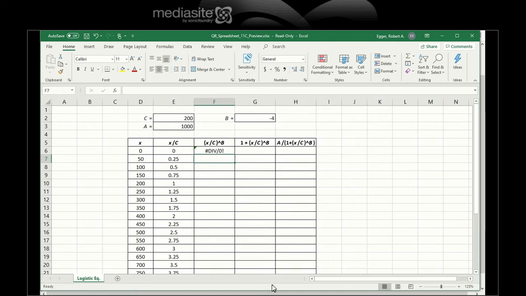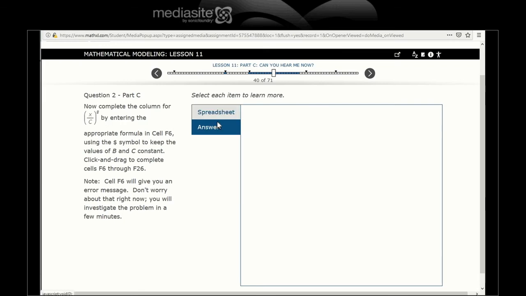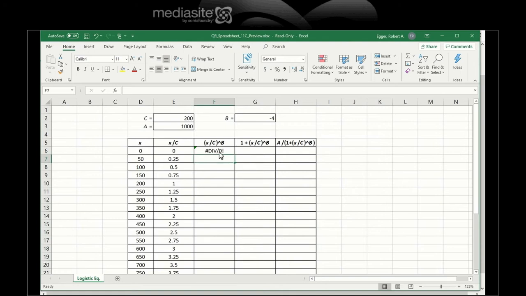Divide by 0. Let's see. Appropriate value in the cell using dollar symbols. Note that cell F6 will give you an error message. Don't worry about that right now. You will investigate the problem in a minute. So what are we supposed to do here? Drag to F26.